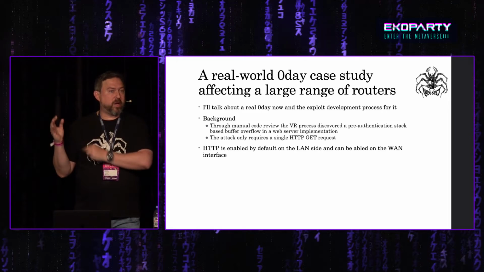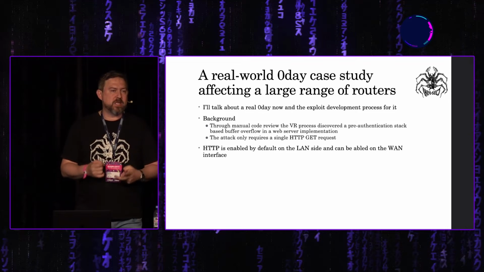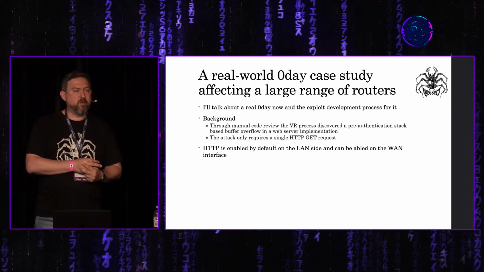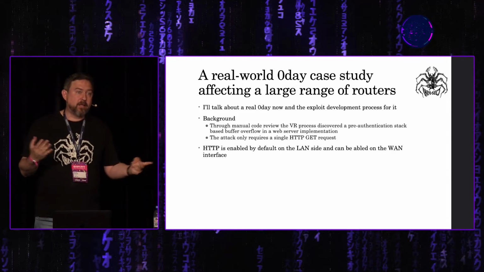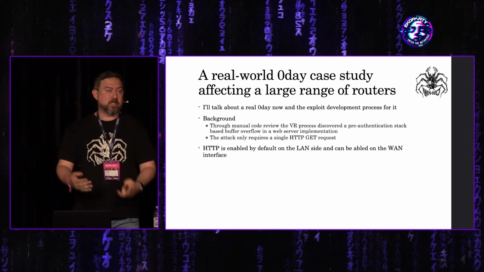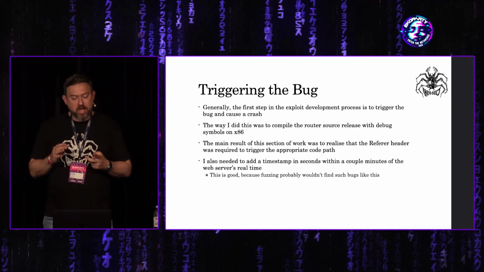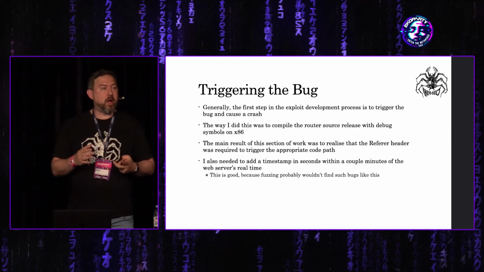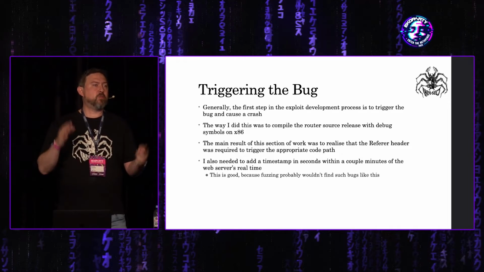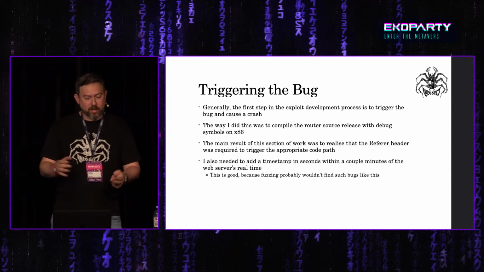If you go to Shodan or whatever it might be and start looking for these routers on the internet, you'll probably find open ones. Sometimes internet service providers badly enable some of these web servers on the routers they give to customers. Now, generally, the first step in the exploit development process is to trigger the bug and cause a crash, just to put your mind at ease. Yes, it's a bug. I definitely found something. I'm not imagining it here.